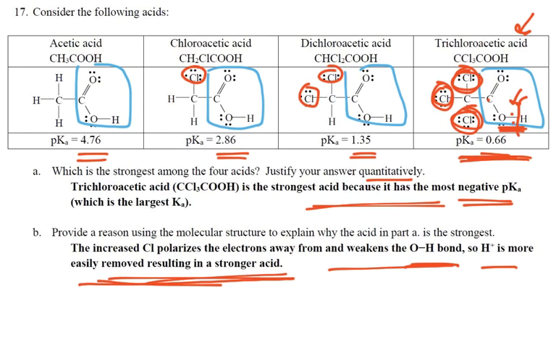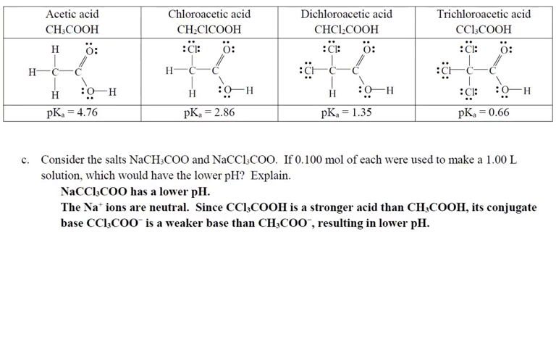And that's 17b. For the next part, for C, consider these salts, sodium CH3COO and sodium CCl3COO. So first thing, we don't care about the sodiums again. We care about those ions. So we're talking about conjugate bases of some acids. Here's CH3COO, so this is this guy after this H is taken off. And this with 3 Cl's, this is this guy after that H is taken off. So we're talking about those two.